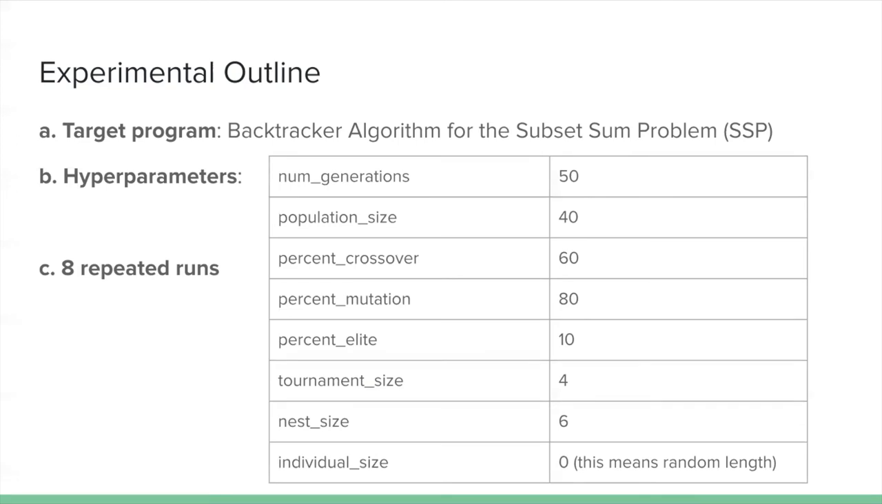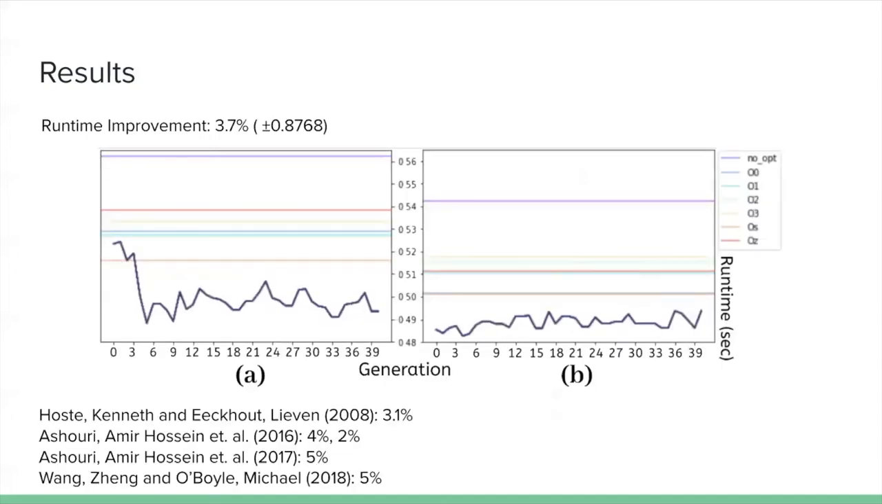So we use the optimal hyperparameter combinations found in a previous paper on the non-GI version of Shackleton and performed 8 repeated runs of the experiment with the to-be-modified pass sequence being the default O3 sequence. We got an average runtime improvement of 3.7% with a standard deviation of 0.8768.